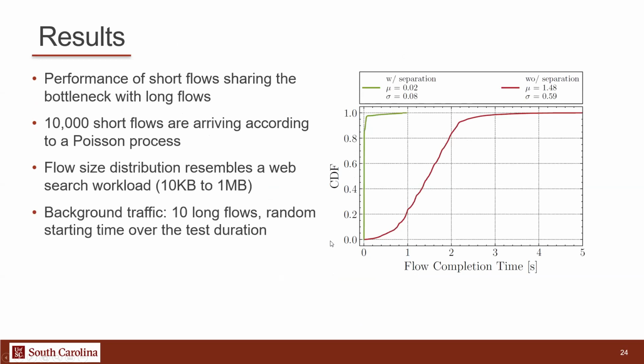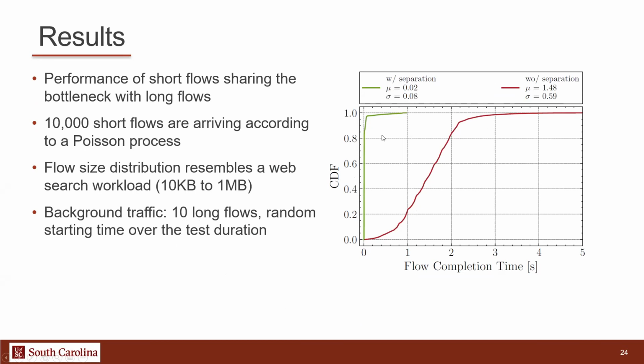We tested also with some generated data. We have 10,000 short flows. And also we use the same distribution as before. We have 10 long flows starting at random starting times over the test duration, just to see how adaptive this algorithm is in pushing those rules to the legacy routers. So we made it in a way that they start at completely different starting times and they're completely random.